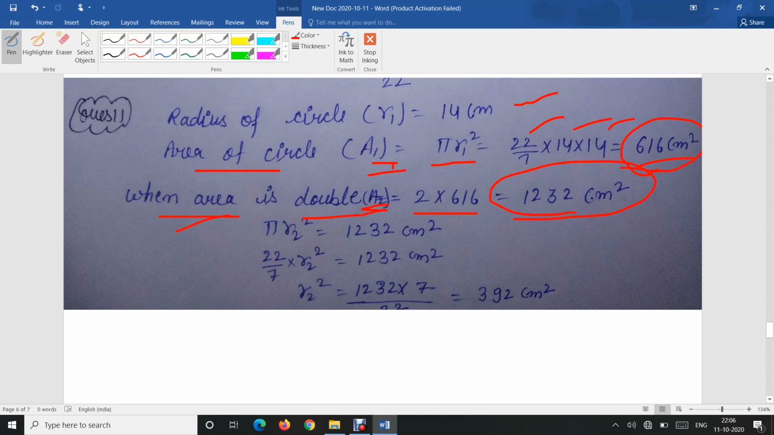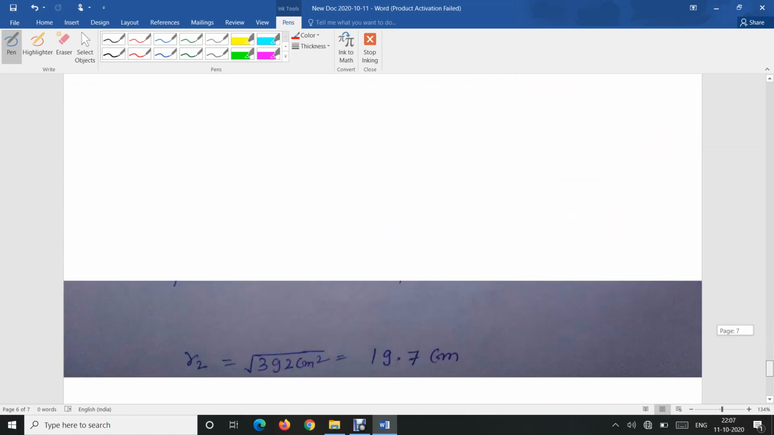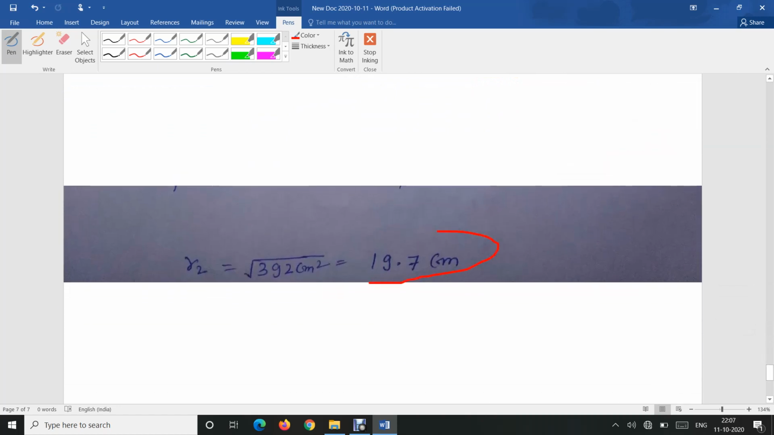You can put the formula for area, which is pi r2 square, because here the radius will be r2, and you can put them equal. From here you can find out the value of r2 square, which will be equal to 392 centimeter square. You can take the square root of the right hand side value, which is 392, and after that you get 19.7 centimeter. That means the value of the new radius is 19.7 centimeter. Hope you understand this question also.